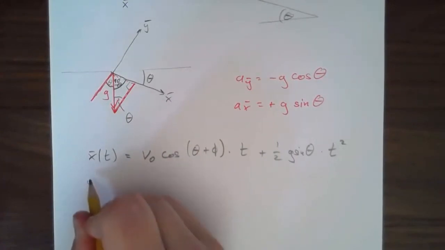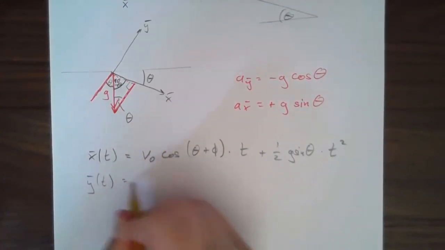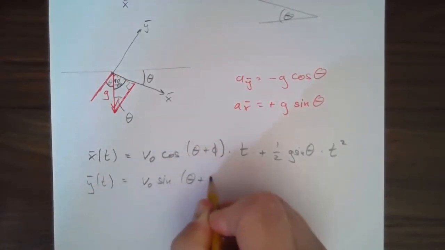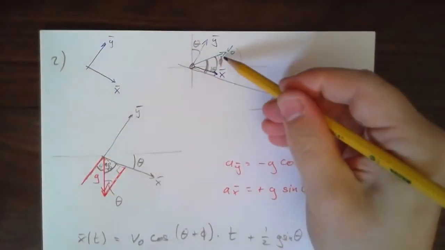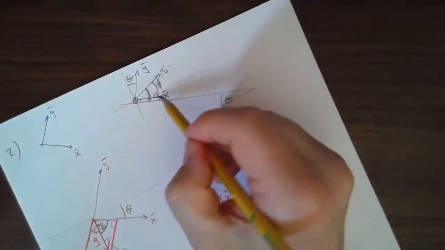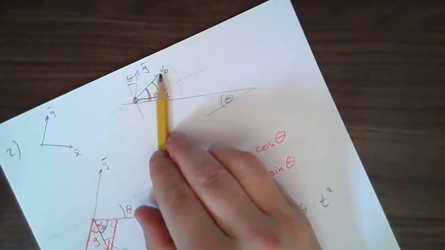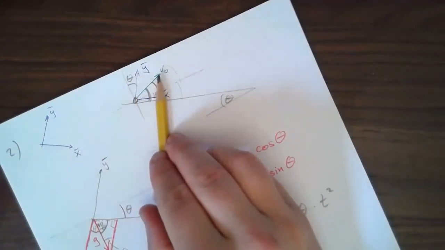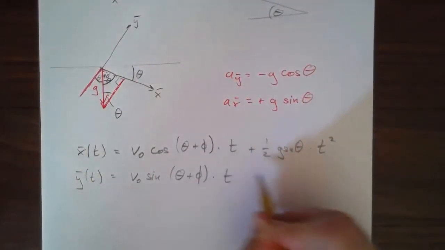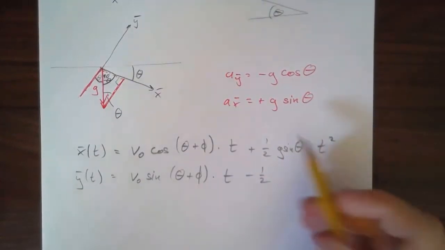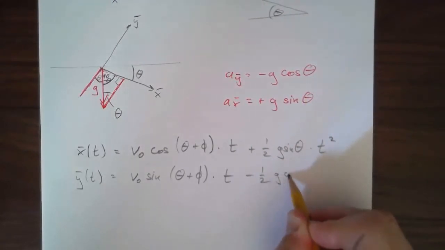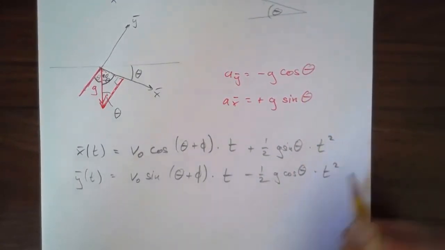Then in the y bar direction, our tilted y direction, I'm going to have v naught sine theta plus phi. That is the y direction component, the part of v naught that's parallel to the y-axis if the page is tilted like that, times t, and then minus 1/2, what's the acceleration in the y bar direction, minus g cosine theta, t squared. So the minus came from that.